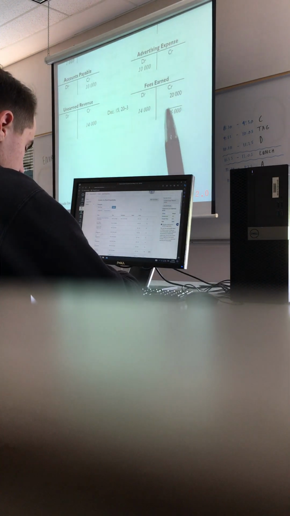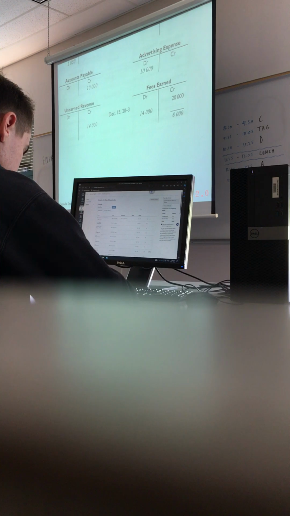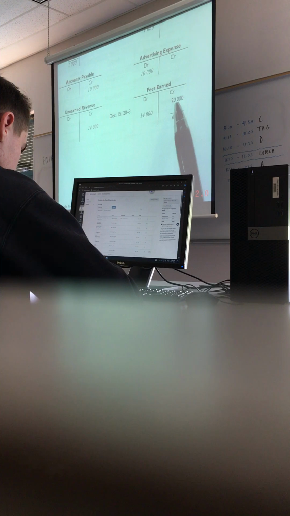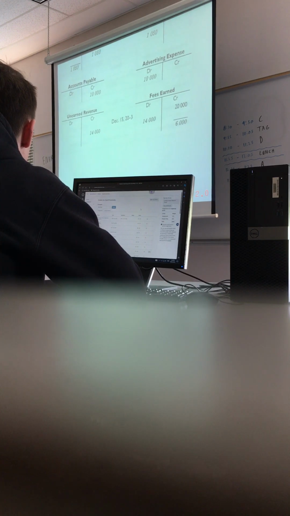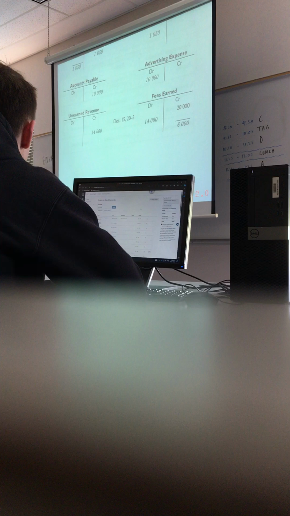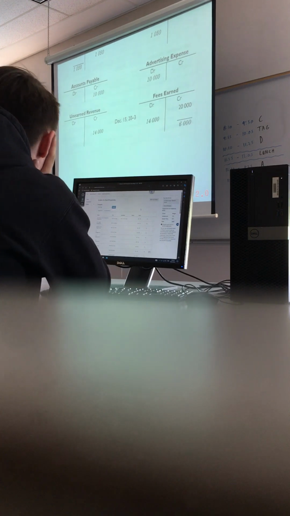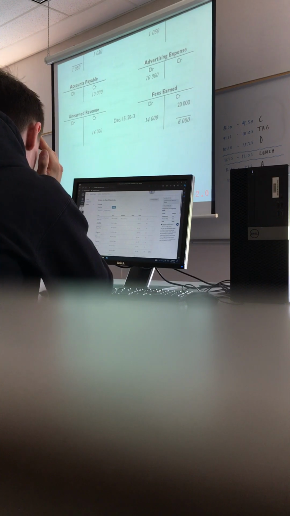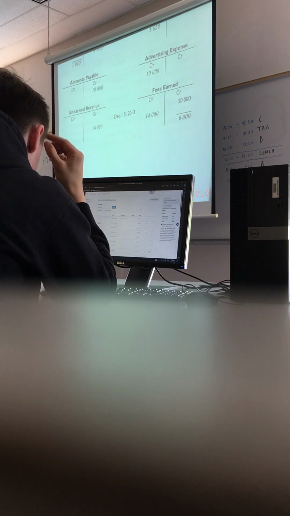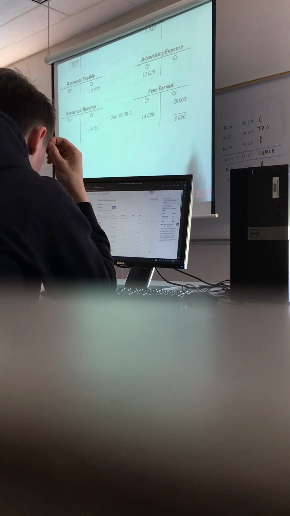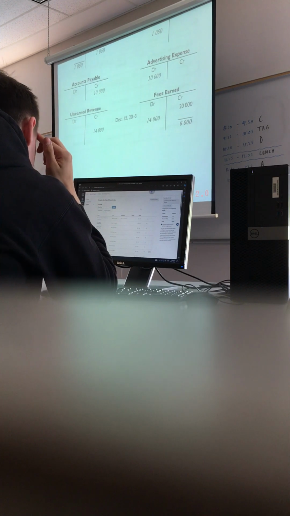So 70% of 20,000 is 14,000. So 20,000 times 0.70 is 14,000. You're going to debit fees earned to remove it from the account, and then you're going to credit unearned revenue, which is the liability account. And it's going to stay there until you finish the work next fiscal period. So you're just taking that 70% out of revenue, putting it in unearned revenue, and then your revenue balance is now only 6,000. So the 30% of the work you finished.